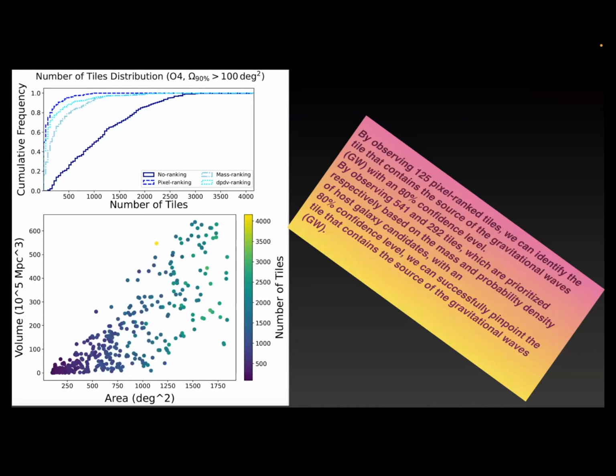This is an example of our ranking method for a simulation of gravitational waves during O4 and for a sky localization larger than 100 degree squared. As you can see here, the 2D sky localization is the best ranking method if we compare it to the characteristics of the host galaxy candidates. And it shows that just by observing 125 tiles that are ranked based on the pixel ranking, we can identify the tiles that contain the electromagnetic counterpart with 80%.